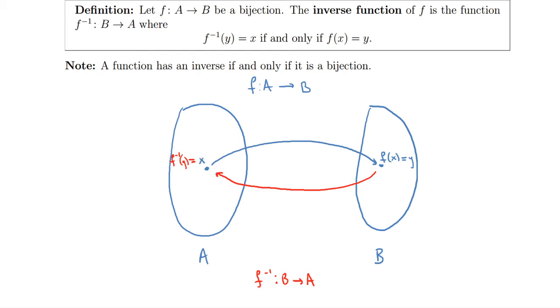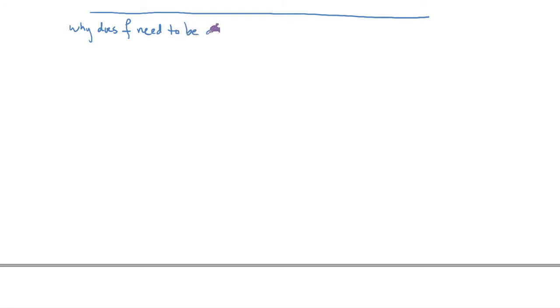Now one question you might be asking is, why do we need f to be a bijection in order to have an inverse function like this? Well, let me just draw some pictures here to kind of convince you of that. The book actually does a really good job of going into this in much more depth. But let me just draw a couple of pictures to maybe answer this. So why does f need to be a bijection for f inverse to exist?